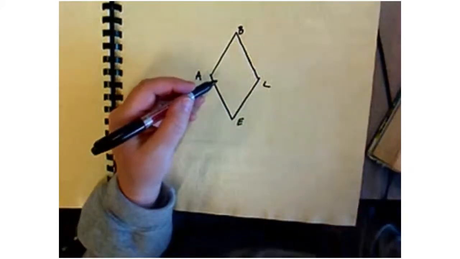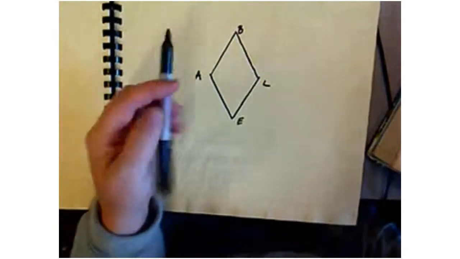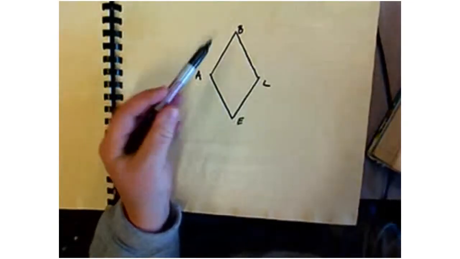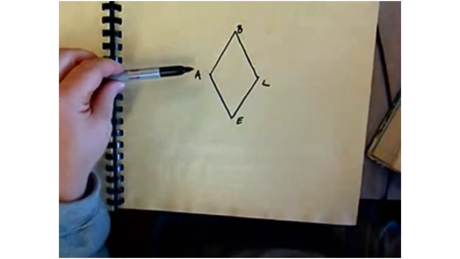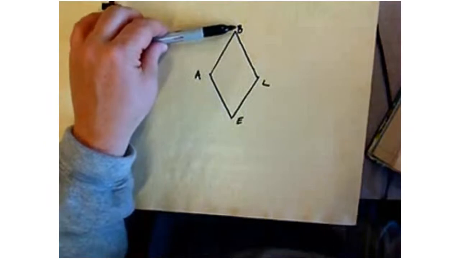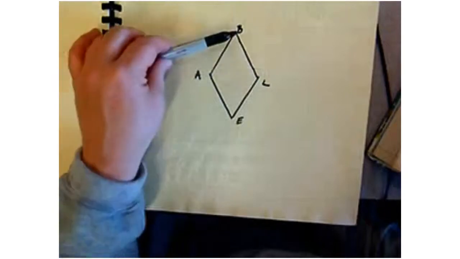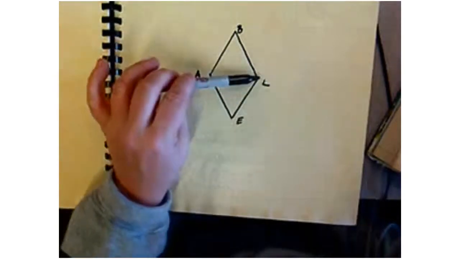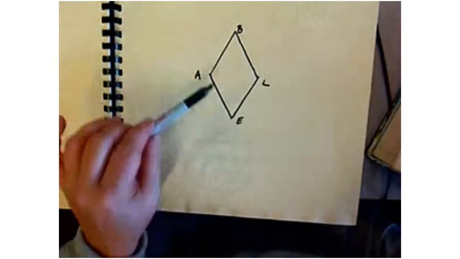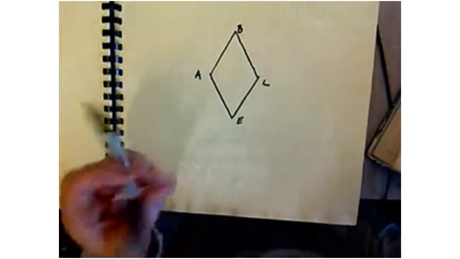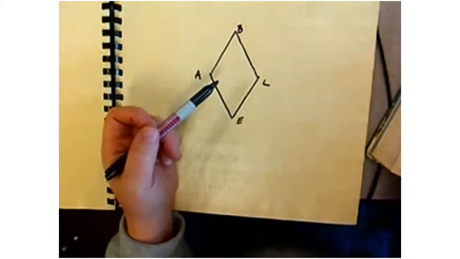And it says name all the pairs of consecutive angles. So if we start at A, because they're saying quadrilateral ABLE, so let's start where they want to start. The consecutive angle to A would be B. The consecutive angle to B would be L. So we'd have AB, then BL. The consecutive angle to L would be E, LE. And then the consecutive angle to E would be back to A again. If we want to name our quadrilateral in a different way, our consecutive angles would just follow that name.